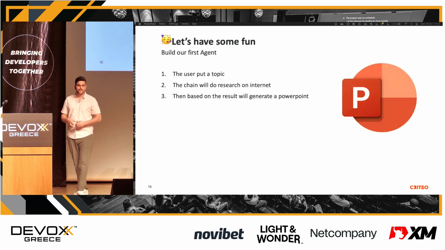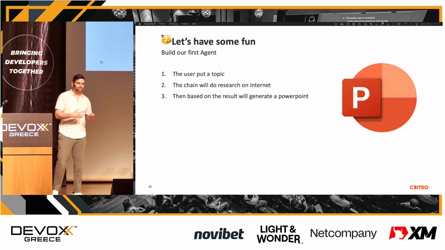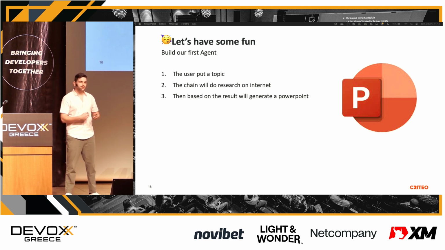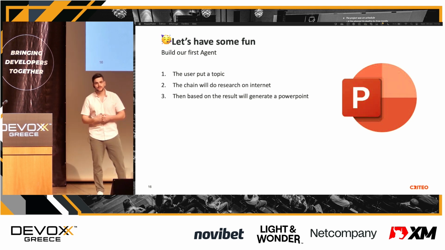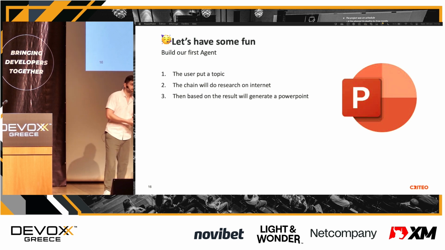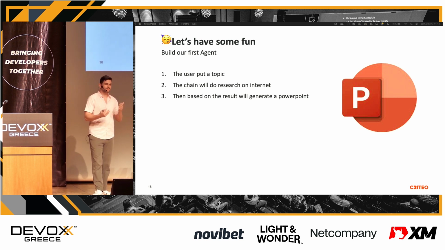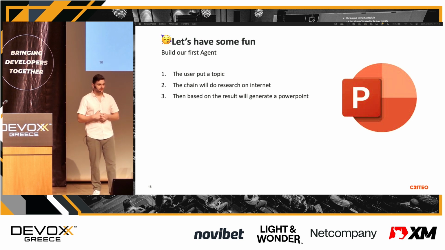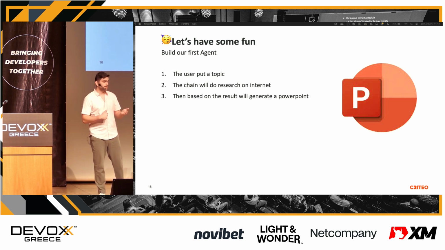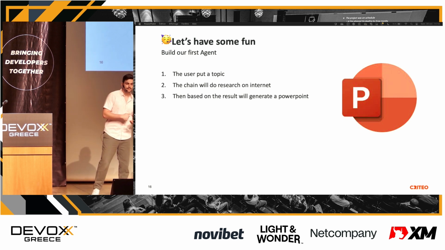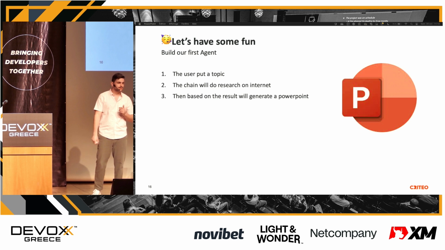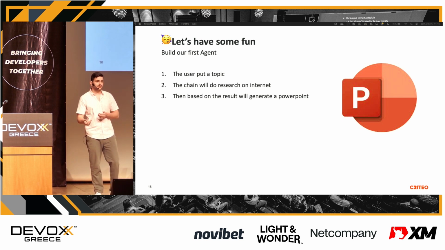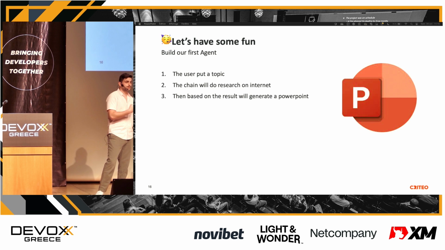The next part will be something a little bit more complex: creating our first agent and chain of actions that will generate a PowerPoint for us. Okay, and we'll see if it makes sense. The first thing is that the user will give a topic to our chain. Then the chain will do some research on the internet, because it doesn't want information from 2021 or 2022, depending. And then it will generate a PowerPoint based on the different research it has done.